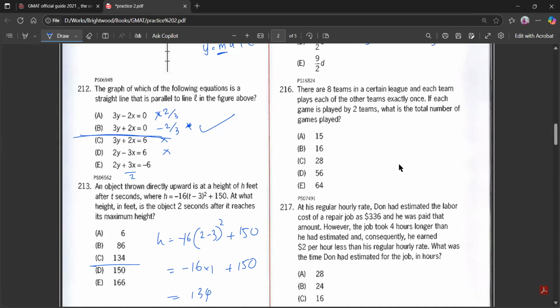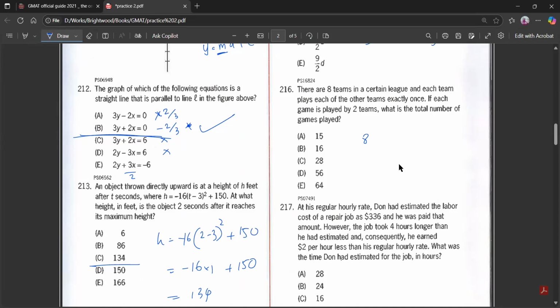Okay, next thing. There are 8 teams in a certain league, and each team plays each of the other teams exactly once. Okay, one by one. Each game is played by 2 teams. What is the total number of games played? There are 8 teams.